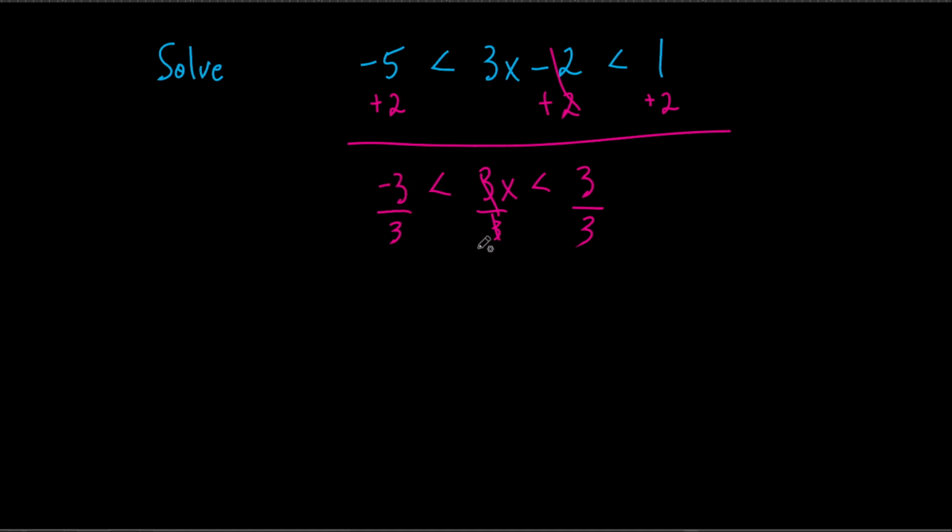So that cancels out. What happens here? -3 over 3. Now, by the way, what did we do? We divided by a positive number, so we do not change the sign of the inequality. If you divided by a negative number, or multiplied by a negative number, you would have to change the sign of the inequality. We didn't do that here. We divided by a positive, so we're good keeping the inequalities the way they are.